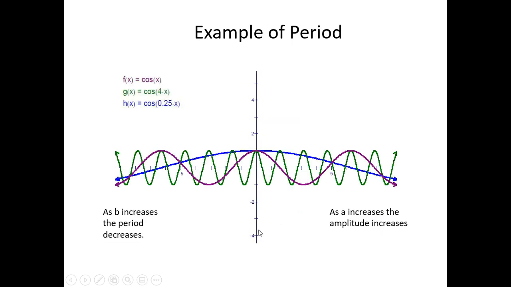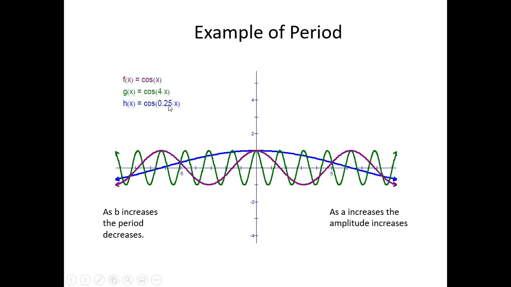So here's some examples of period. Here, f of x equals cosine x is in purple here. And we start at a height of 1. And here at pi over 2, we hit 0. And then at pi, we're at negative 1. And at 3 pi over 2, we're back to 0. And then at 2 pi, we're back to 1 again. So that would be the period of 2 pi.